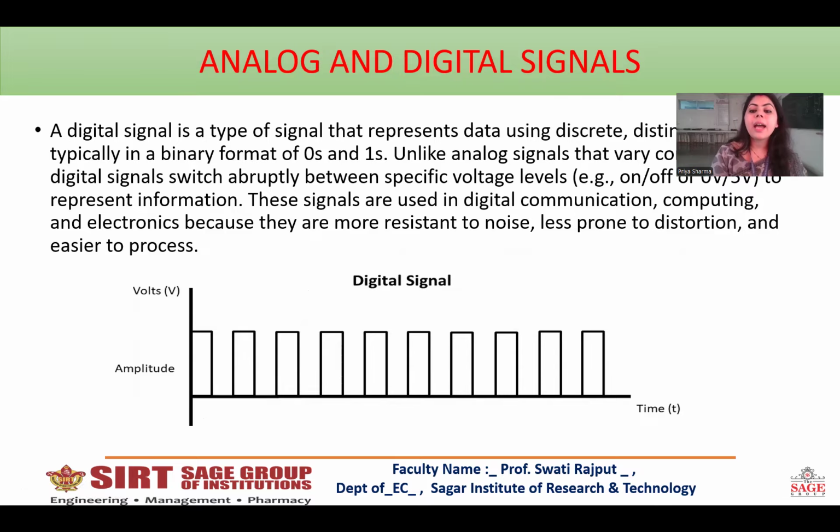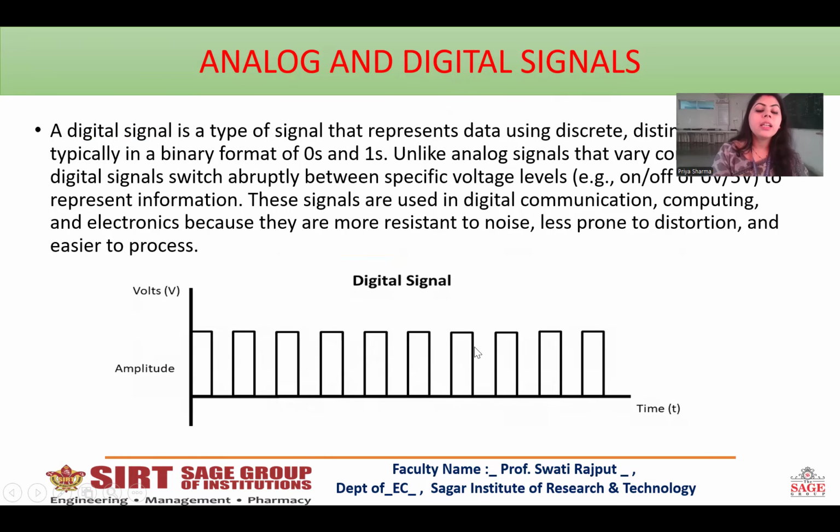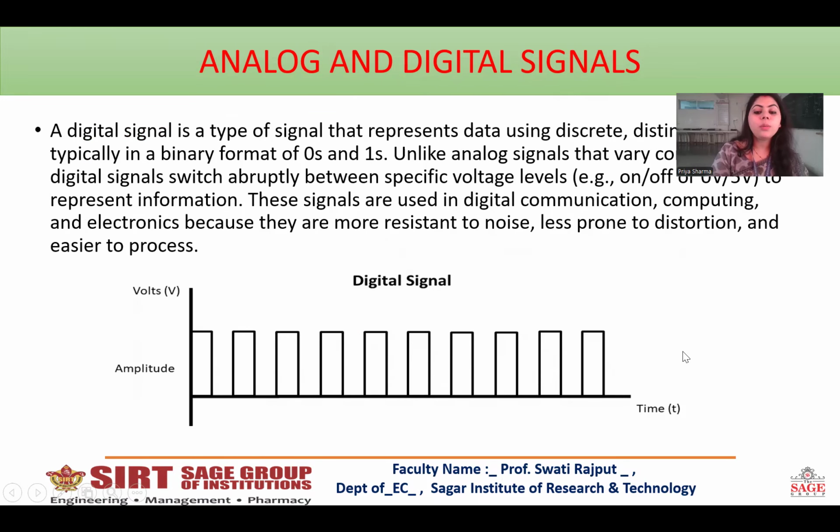Okay, unlike the analog signals, you can see here how the analog signals work. Unlike the analog signals that vary, the digital signal switches between specific voltage levels, on and off. Okay, where zeros and ones come, we know that it is on and off. Okay, that represents the information. These signals are used in digital communication, computing, and electronics because they are more resistant to noise, less prone to distortion, and easier to process than the analog signals. Okay, these are easy to process.